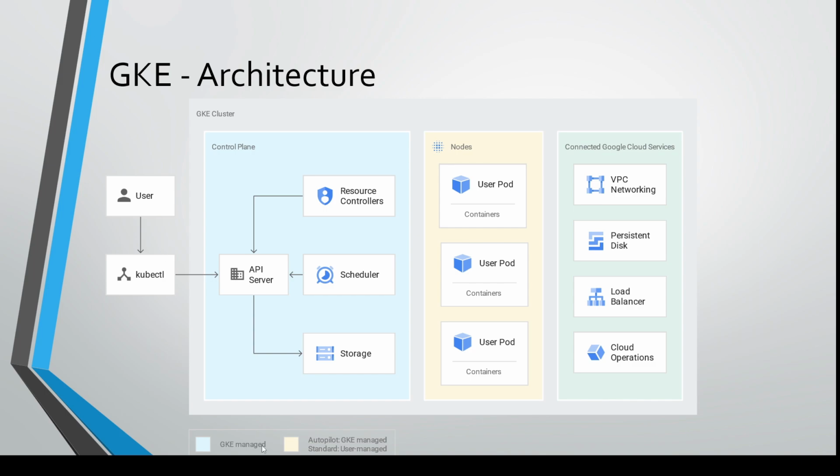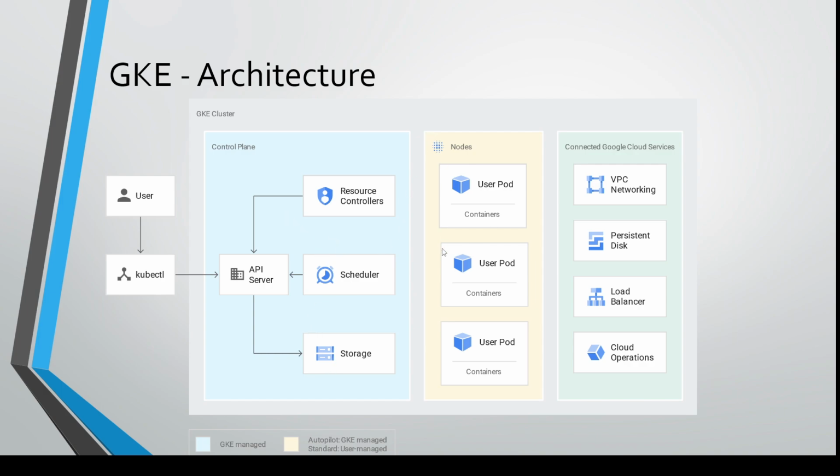So as you can see here, there are some color codes mentioned. The blue area, which is the control plane, is GKE managed. What GKE managed means is Google manages it for you. So irrespective of what mode you choose, autopilot mode or standard mode, Google takes care of the control plane components. They maintain it, they make sure it's available for you based on the availability you choose, and they patch the control plane nodes and those kinds of things, right?